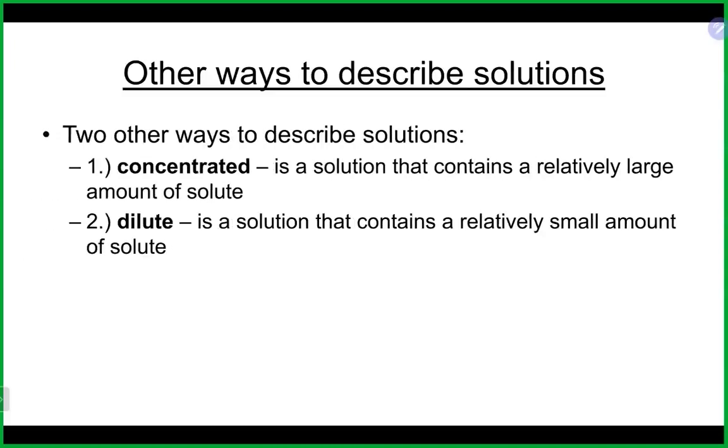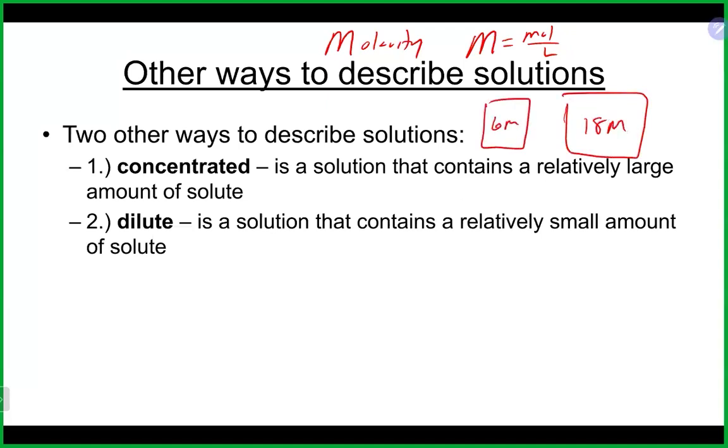All right. Other ways that you could classify solutions is concentrated. A concentrated solution is one that has a lot of solute dissolved in it. One of the most common units of concentration, as we'll talk about in this chapter, is molarity. Molarity is capital M. It stands for moles per liter. You might have seen it on some of your bottles where it says like 18M. I hope not, but that's pretty strong. Maybe it says 6M.